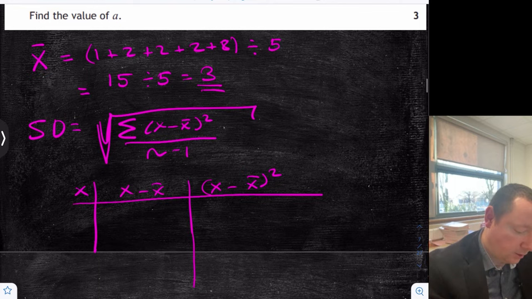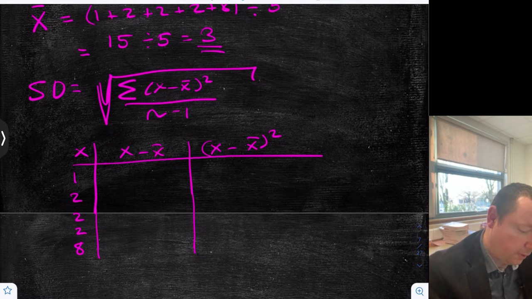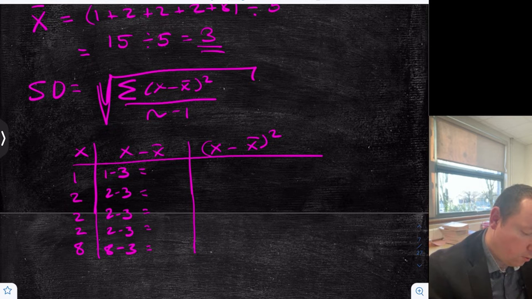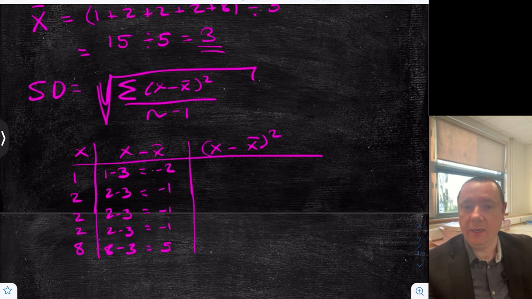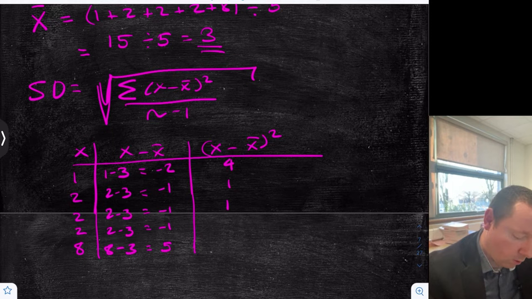x is just my numbers, which were 1, 2, 2, 2, 8. In the middle is x minus x bar, so I'm taking away the mean. So I need to take away 3 each time. So 1 minus 3, 2 minus 3, 2 minus 3, 2 minus 3, 8 minus 3. Don't worry about getting negative answers, it's completely normal. That gives minus 2, minus 1, minus 1, minus 1, and 5. And the last one means to square them, times them by themselves. Ignore the signs when you do that, because when you times a negative by a negative, you get a positive. So 2 times 2 is 4, 1 times 1 is 1, 1 times 1 is 1, 1 times 1 is 1, 5 times 5 is 25.